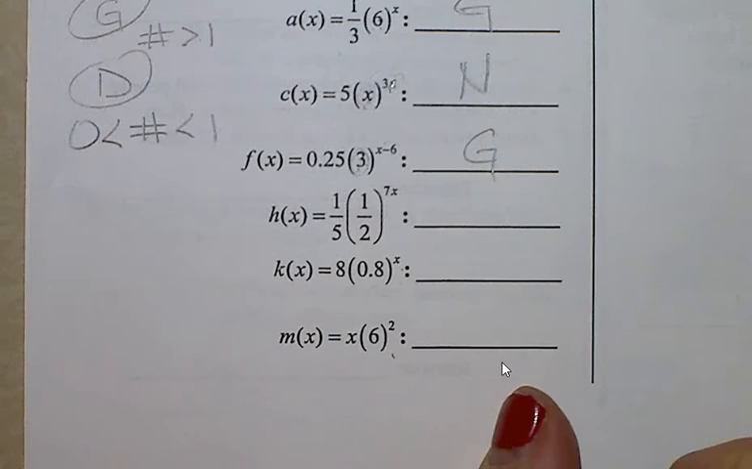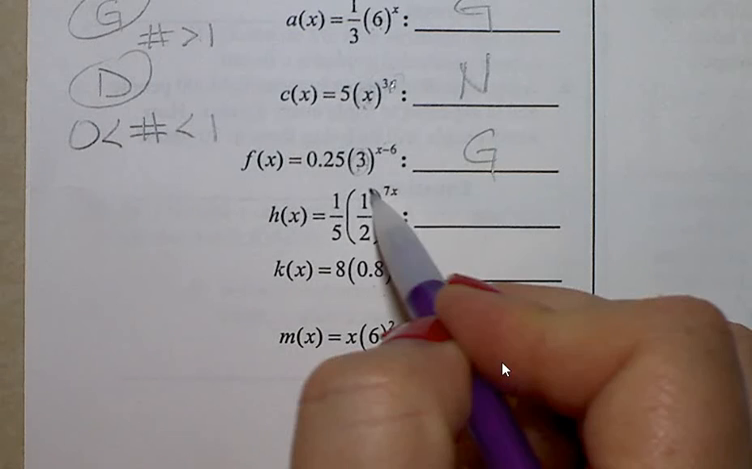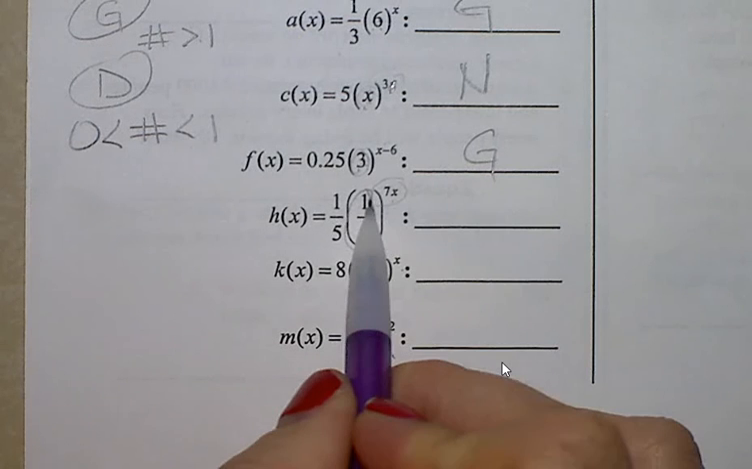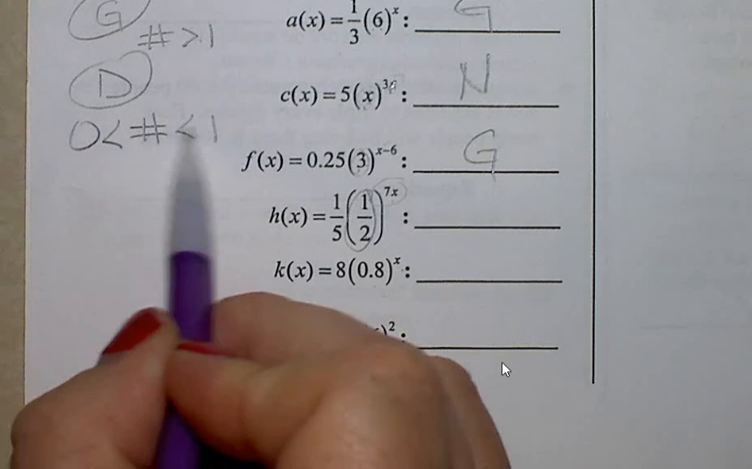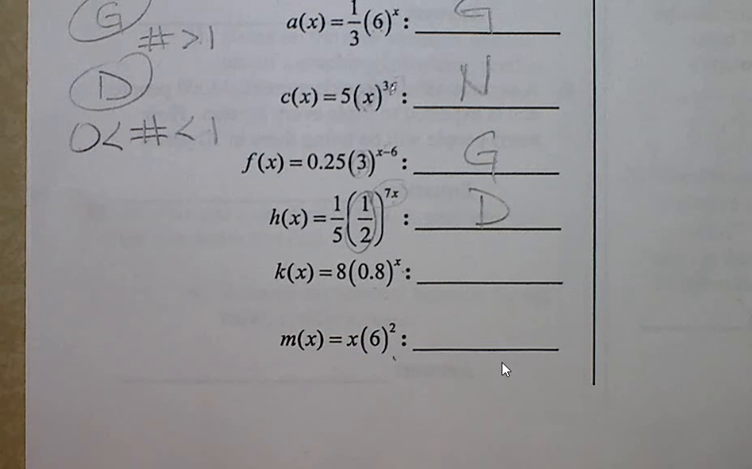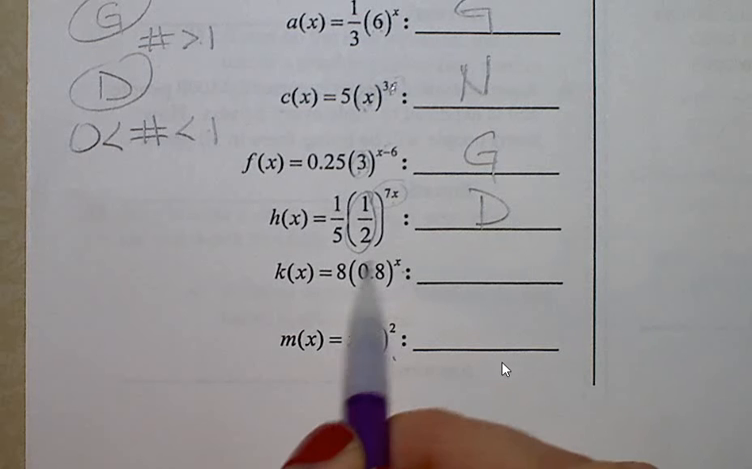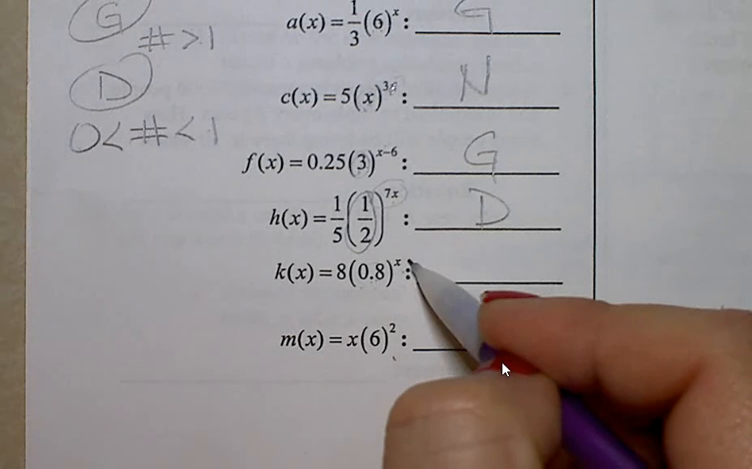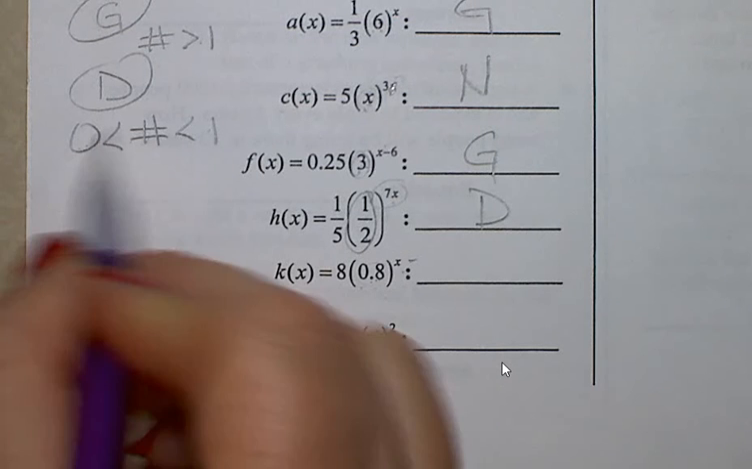The fourth example, I have a value and I have a variable in the exponent. So since 1/2 is less than 1 and greater than 0, it is going to be decay. Your fifth example, it has a base of a number and it has a variable in the exponent position. Since 0.8 is between 0 and 1, it is decay.